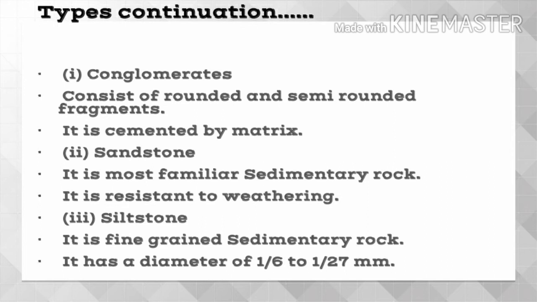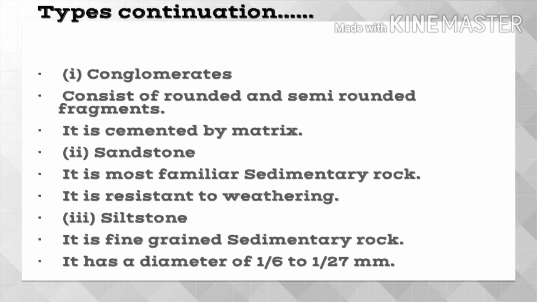Now, the second variety of mechanically formed sedimentary rock is the sandstone, okay? And sandstone is a very familiar type of rock. That's because it is well exposed, okay? Most of the time it is exposed on the surface due to weathering. Not only that, it can be easily recognized, and it is very resistant to weathering. That is sandstone.